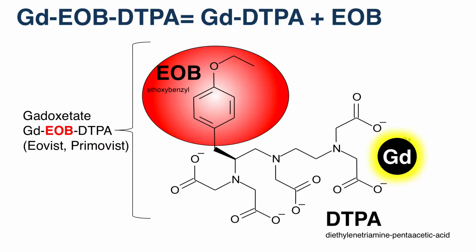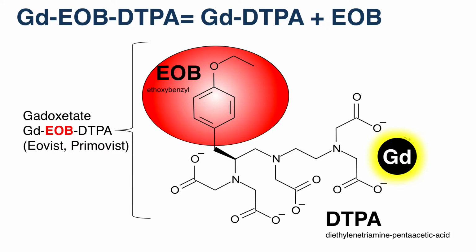The FDA would not allow Bayer, the manufacturer, to call it Primovist in the United States. I'm thinking it might be because primo sounds a little bit like premium, and so maybe, anyway, for whatever reason, it was not approved as Primovist. That's why it's known as Eovist in the United States.